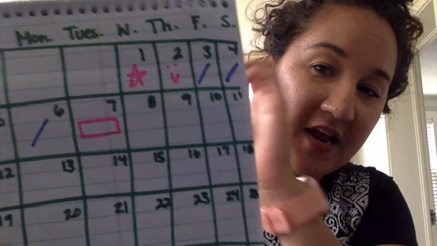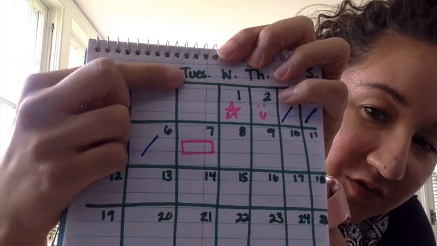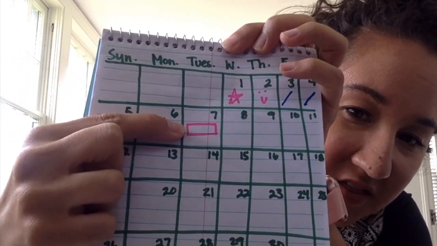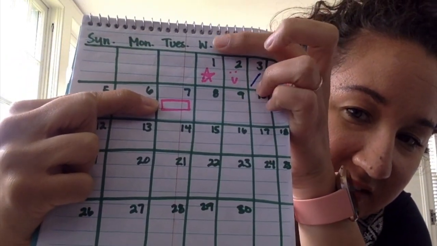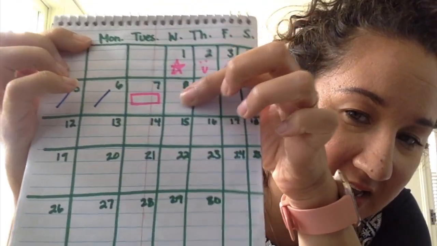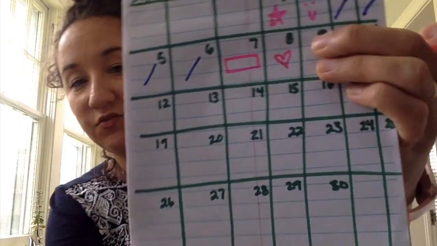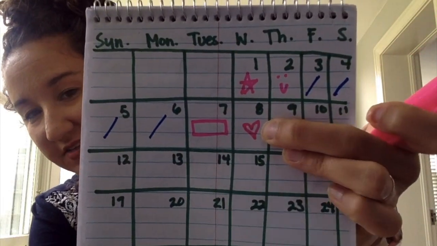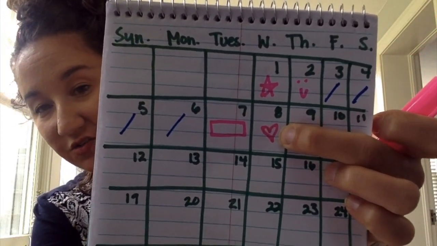So yesterday was Tuesday, April 7th, 2020. Today is Wednesday, April 8th, 2020. So I'm going to draw a heart shape in for my number 8 because I love you guys and I miss you so much. So today is April 8th, 2020.